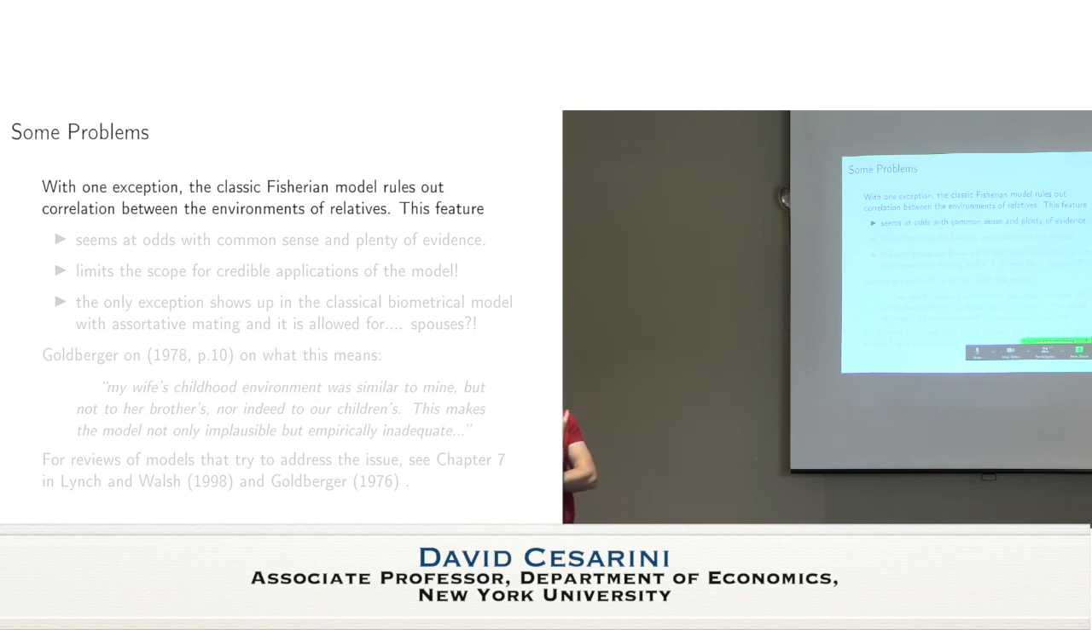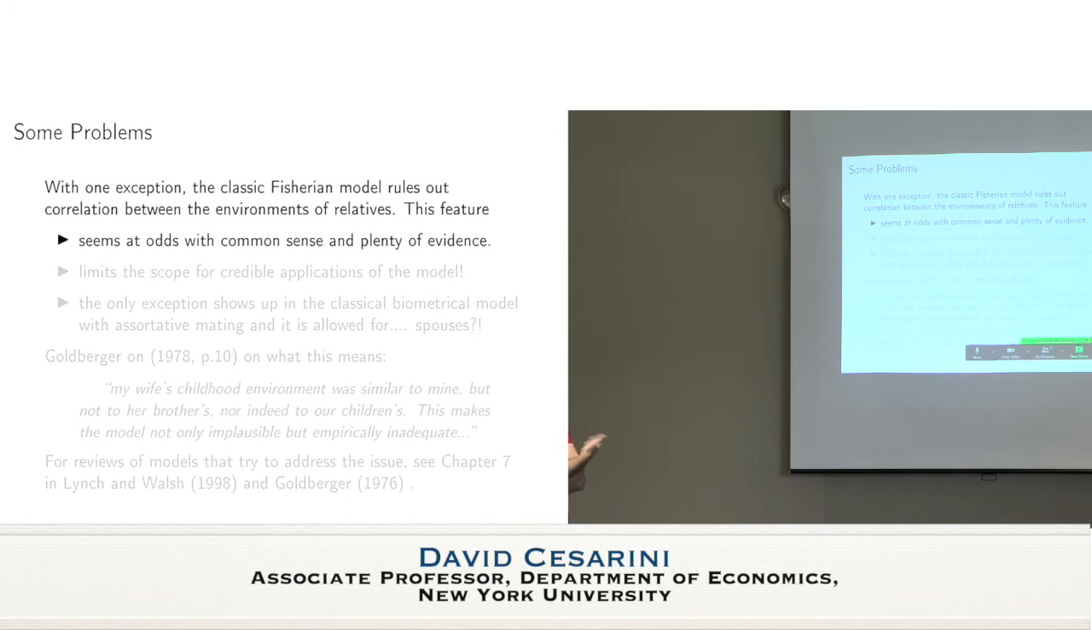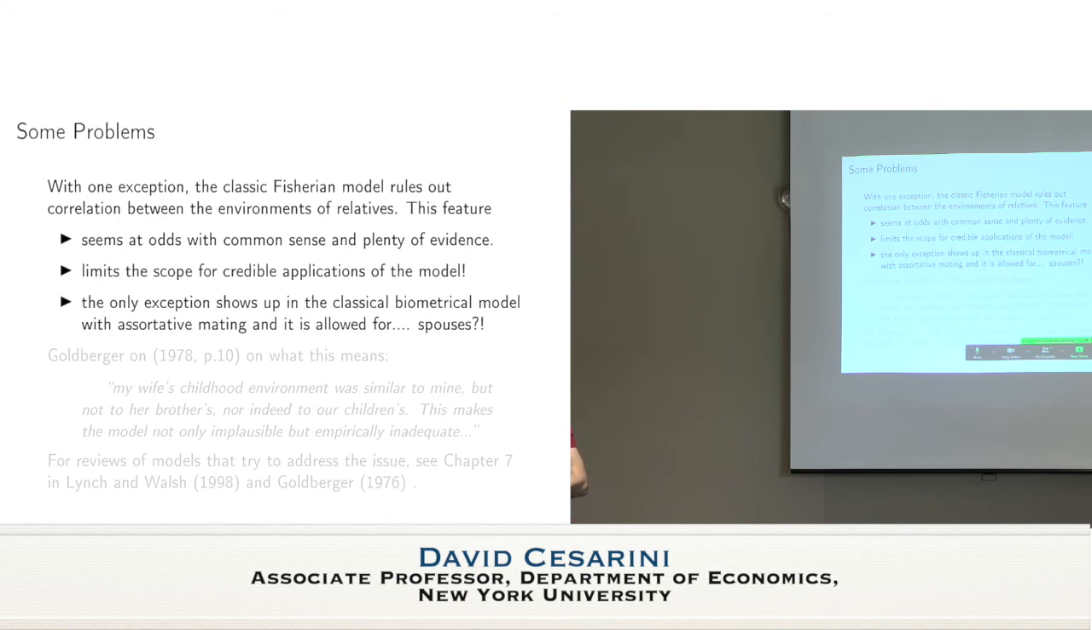Okay, now this feature of the model that basically rules out correlation between relatives, there's one exception that we'll get to. It seems at odds with common sense and just plenty of evidence. I'll show you some. It limits the scope for credible applications of the model, and as I said, there's one exception to the rule, and it's not for siblings or something like that. It's for spouses. So here's another fun Goldberger quote on what this means.